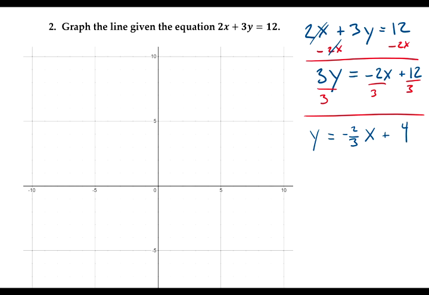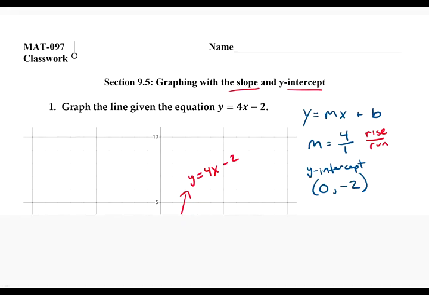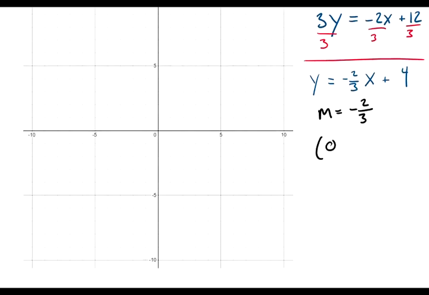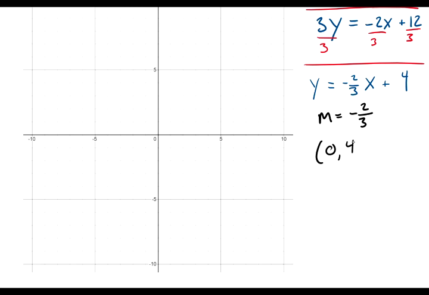All right, and just like in the first problem, now we have an equation in slope-intercept form. So we know the slope is negative 2/3, and the y-intercept is the point 0, 4. So we'll start with the y-intercept because that's a specific point on the graph. So that's up here at positive 4 on the y-axis. And now we'll use the slope. And again, slope is rise over run.